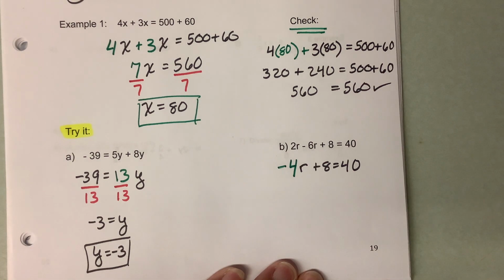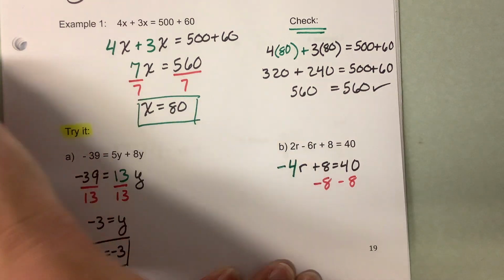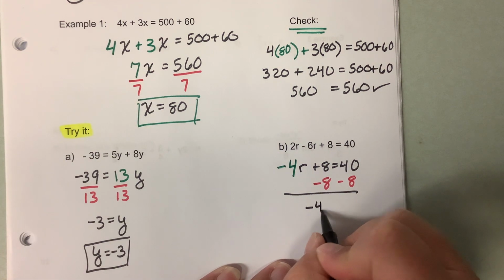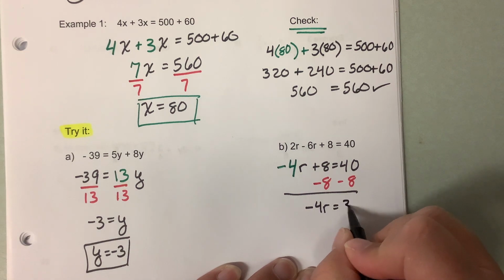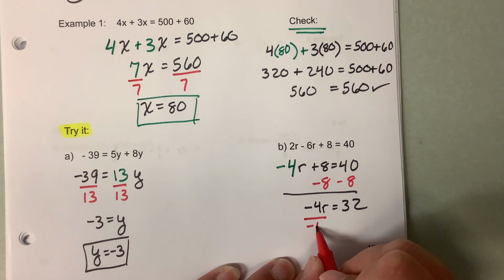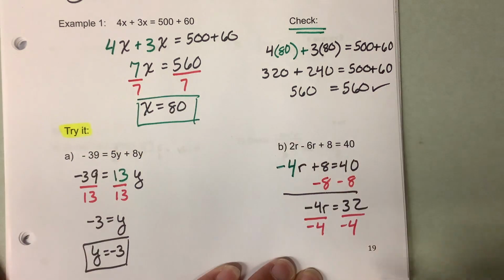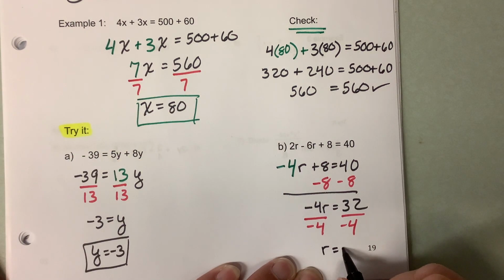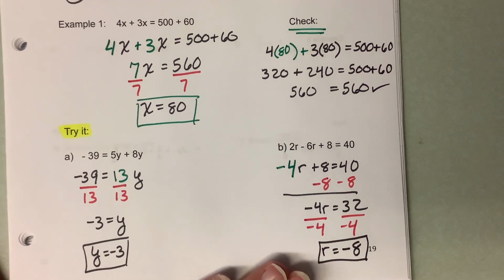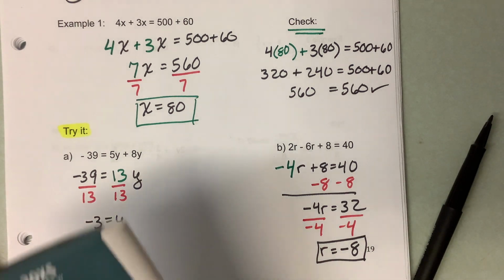All right. Let's see. The opposite of add 8 is subtract 8 from both sides. No, I can't talk today. Here we go. Negative 4r equals 32. Divide both sides by negative 4, and I get r equals negative 8. Now I'm going to go back and try that in the equation just to make sure that it works.